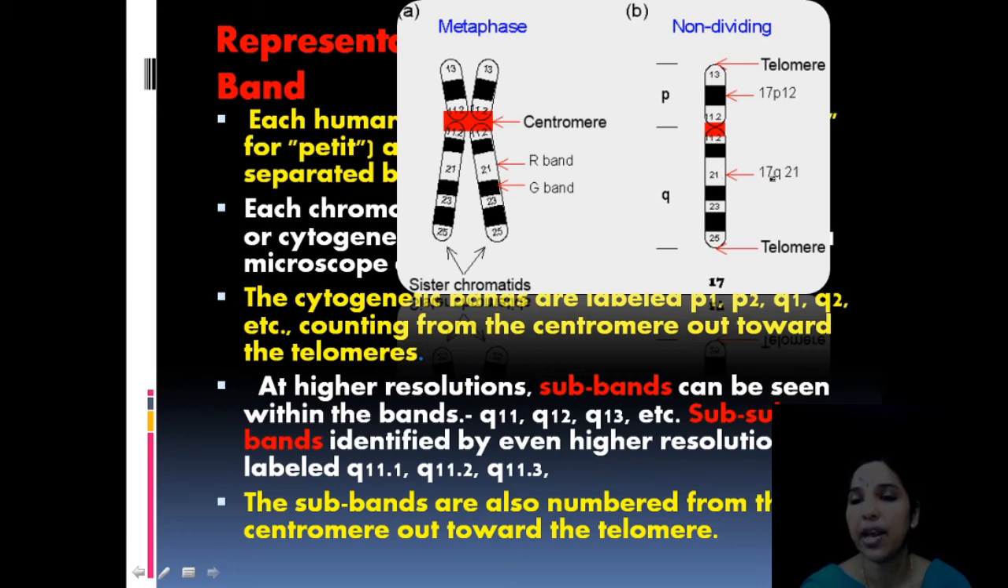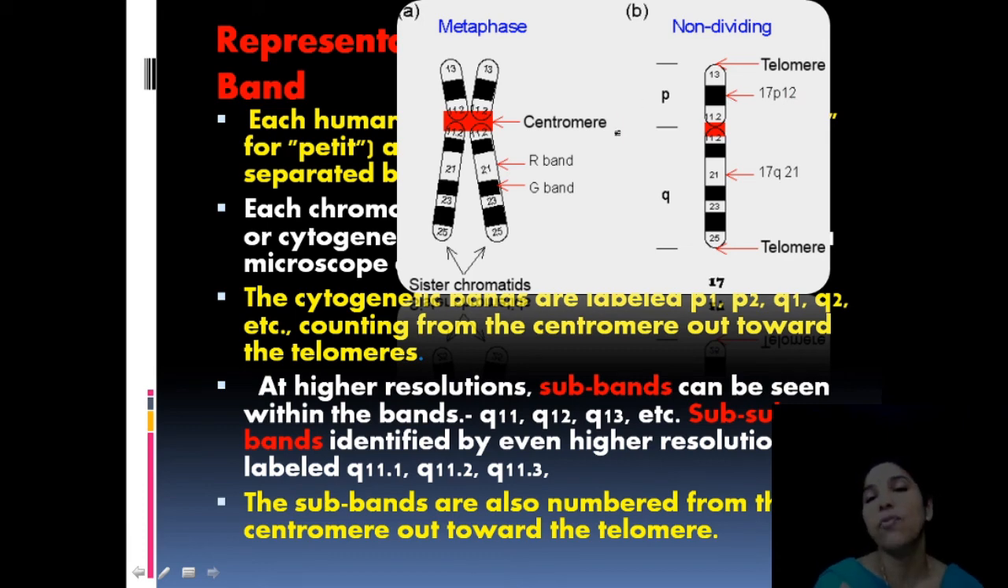Chromosome number 17, 17Q, where Q is the long arm. You can see the 17th chromosome, the Q arm we are explaining, and band 21, band 23, band 25 here. So how will you write it? Chromosome number 17 on the P arm, band number 12, likewise.